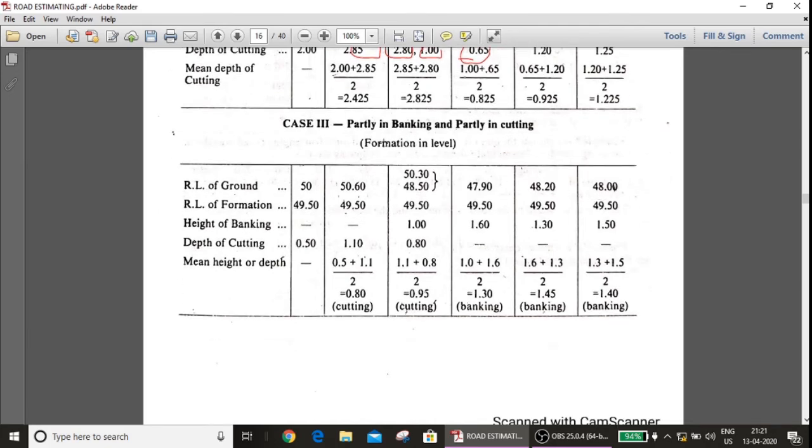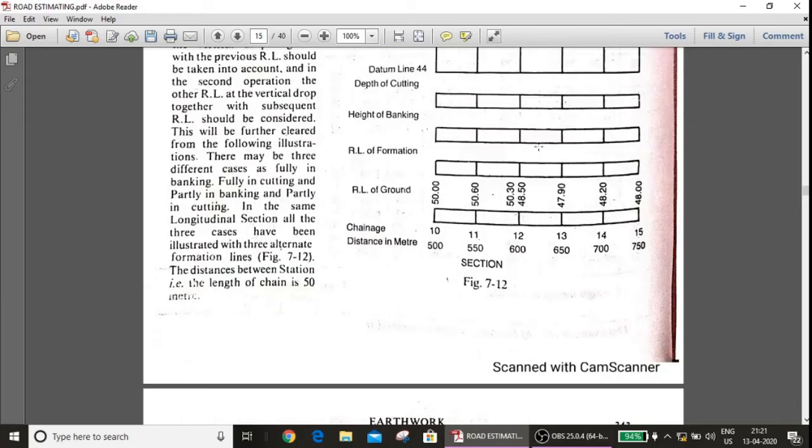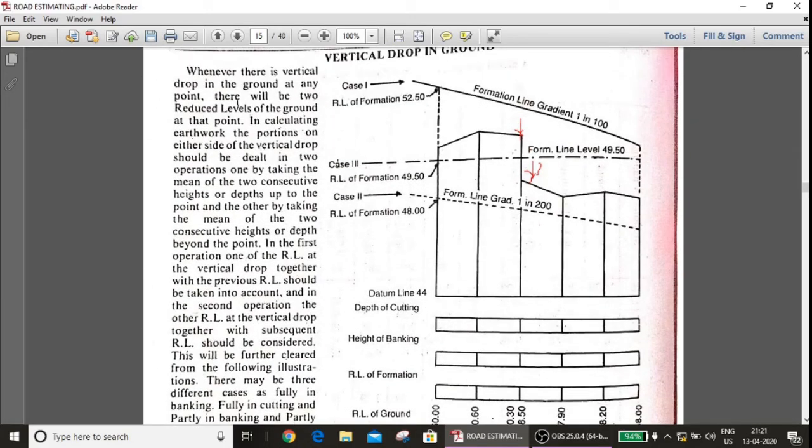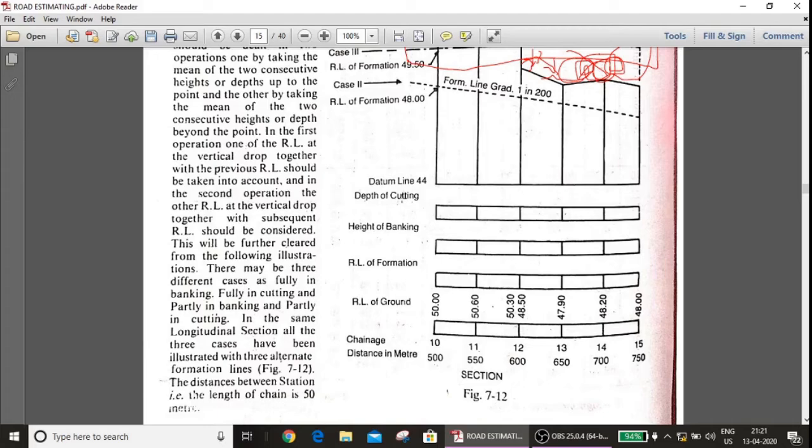So now case 3 is partly in banking, partly in cutting. See the figure. Case 3, partly in banking, partly in cutting. This is the formation level where the road is fully straight. So here we have to do cutting, here we have to do filling. Here we have to do filling, here we have to do cutting.